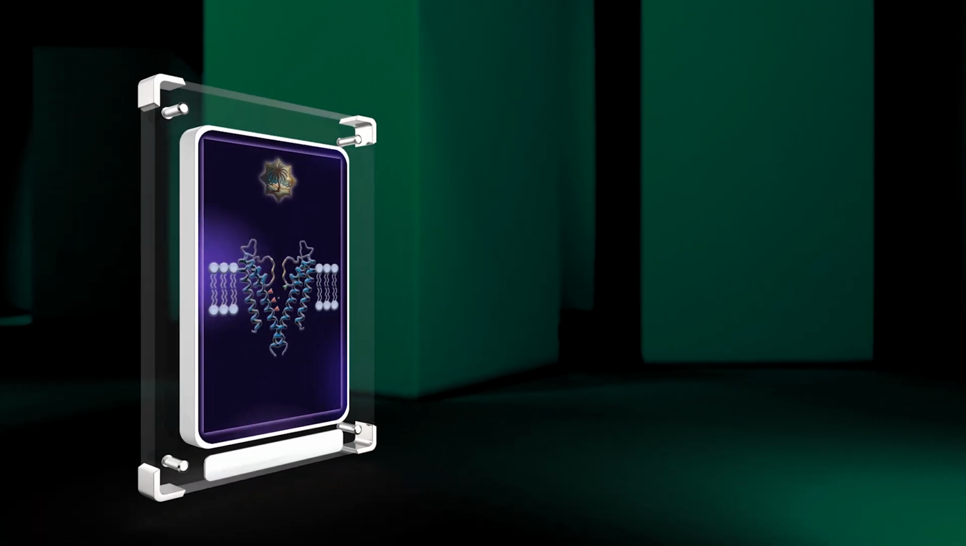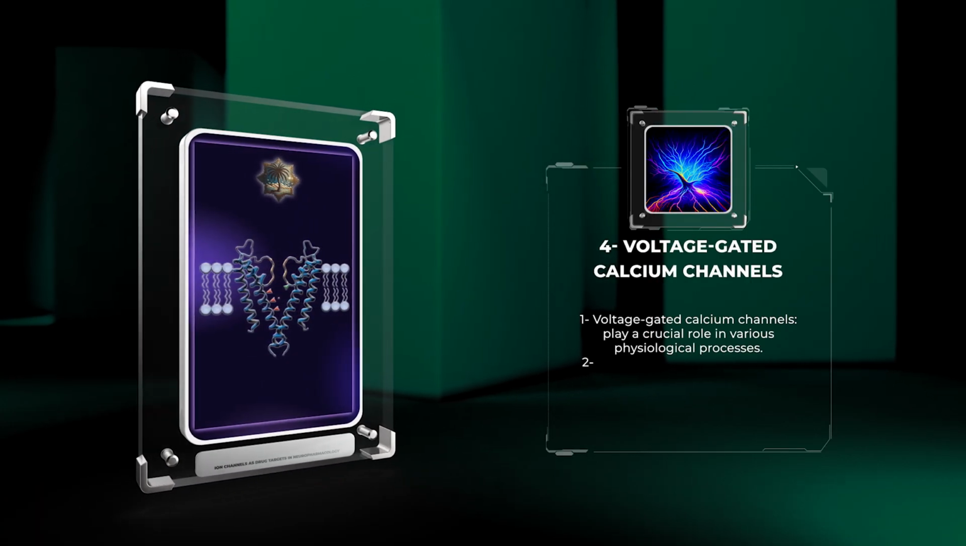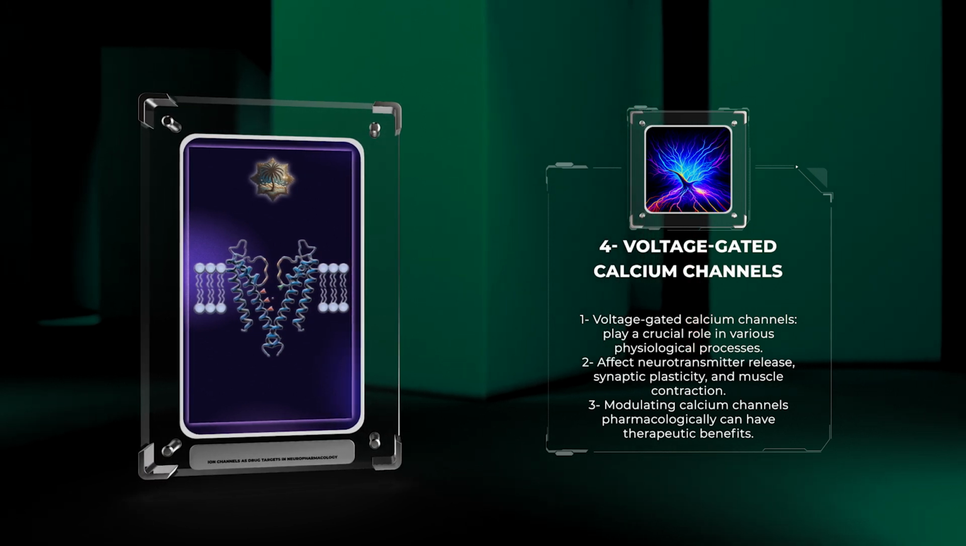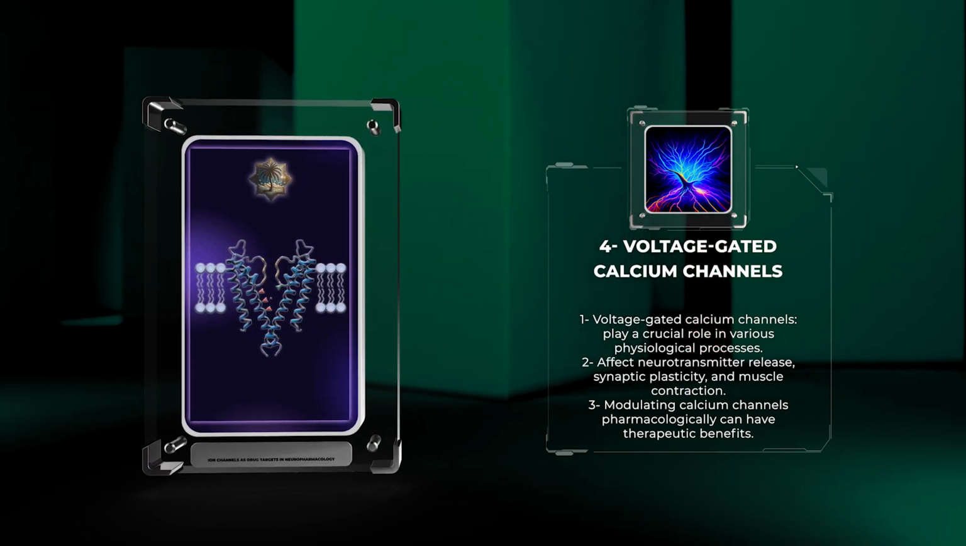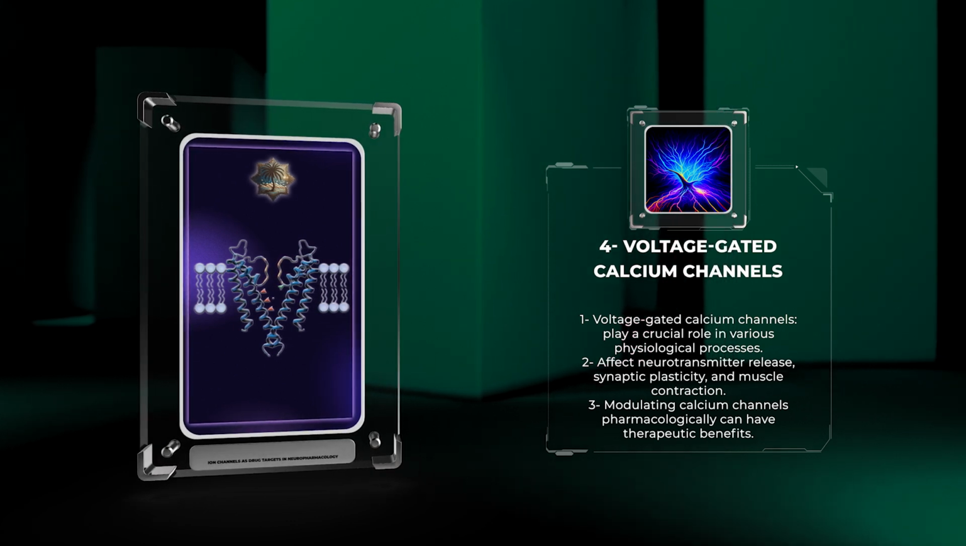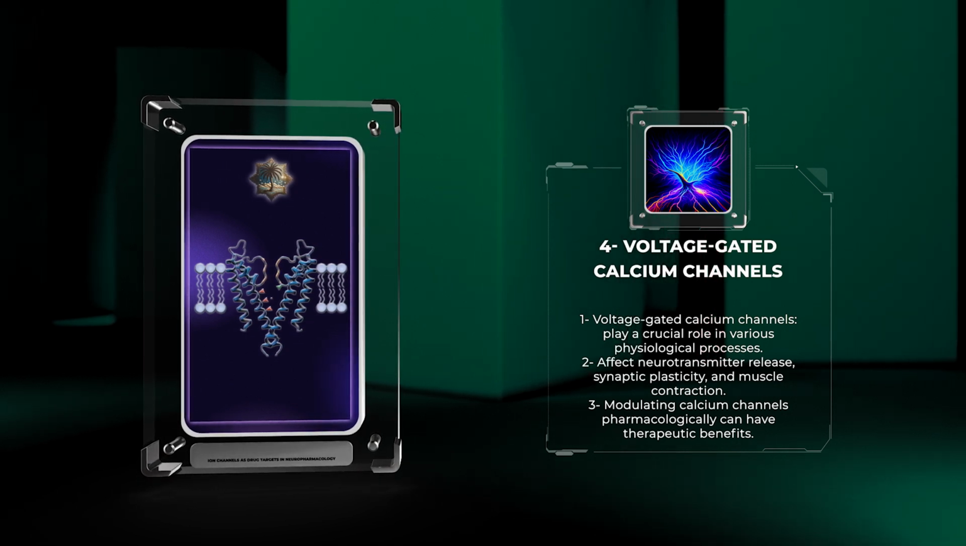Voltage-gated calcium channels play a crucial role in various physiological processes. They can affect neurotransmitter release, synaptic plasticity, and muscle contraction. Different types of these channels exist, with specific properties and distribution in different tissues. Modulating calcium channels pharmacologically can have therapeutic benefits for conditions like hypertension and chronic pain.